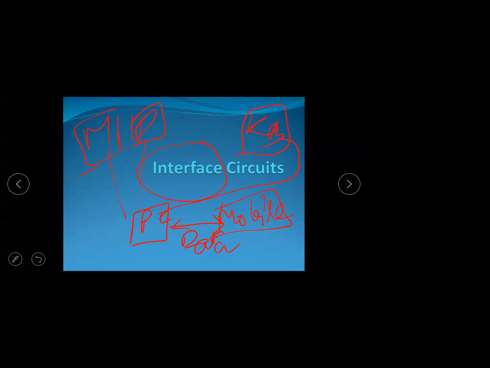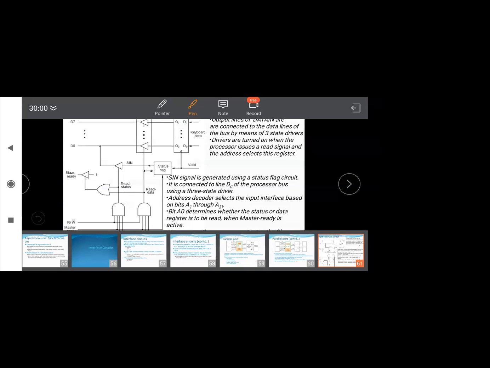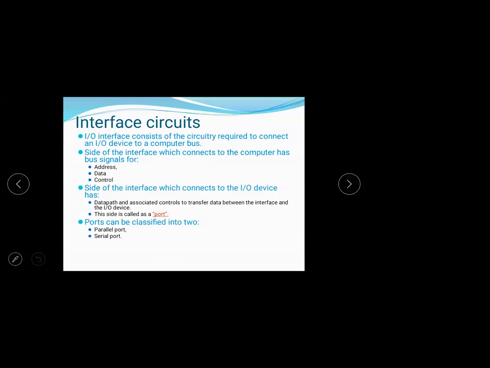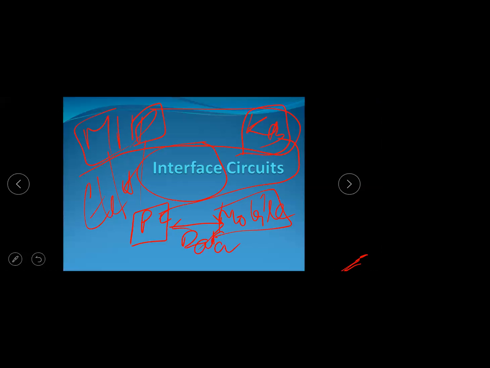because all IO devices are electromechanical devices, whereas the computer is an electronic circuit. Okay, there must be a signal conversion, and also the IO devices are all very slow devices compared to the processor. So to synchronize all these, we have to use the interface.